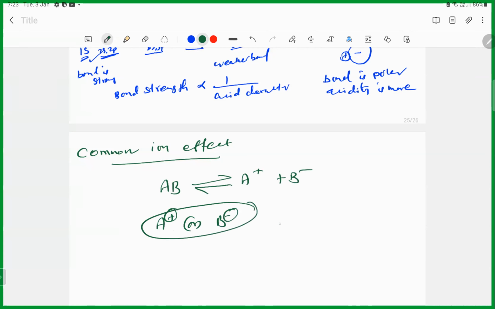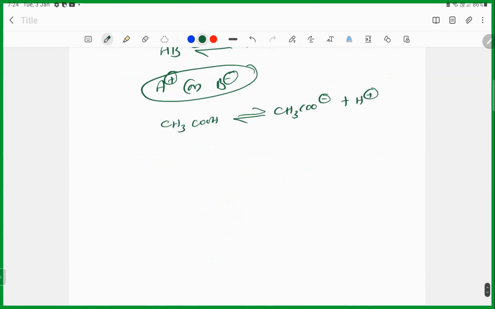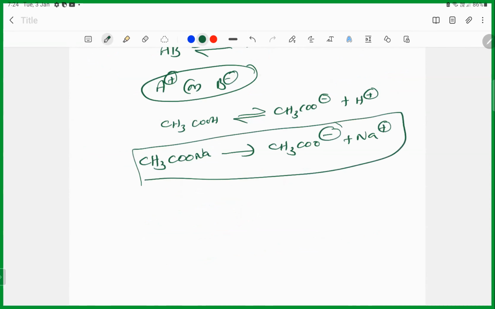For example, you take acetic acid. It's a weak electrolyte. When it dissociates, it will give acetate ion and H plus ion. Now you are adding sodium acetate, a strong electrolyte. When you put it into the water, it becomes CH3COO minus and Na plus. Now in the solution, the acetate ion will be more. Now, if you are adding this here, what will happen?